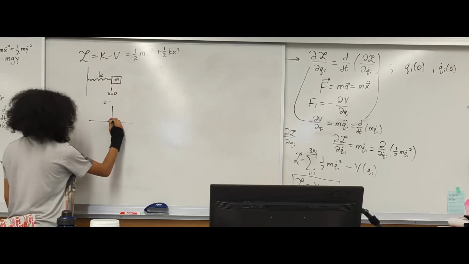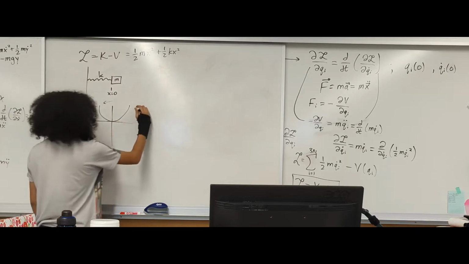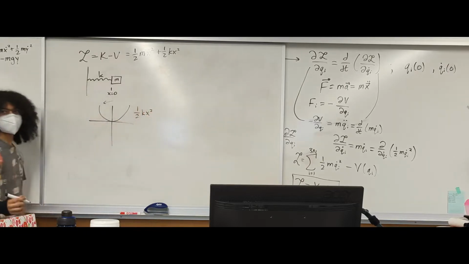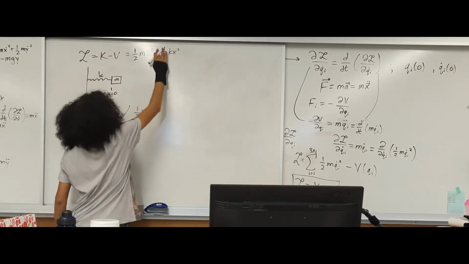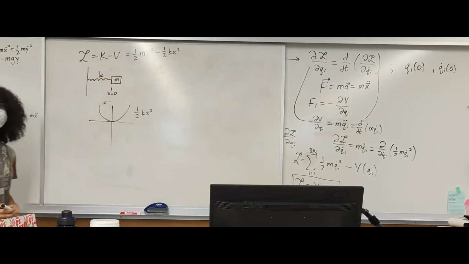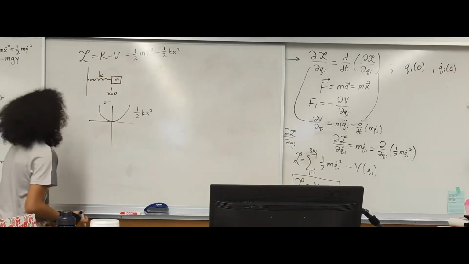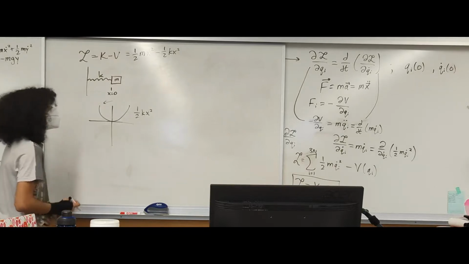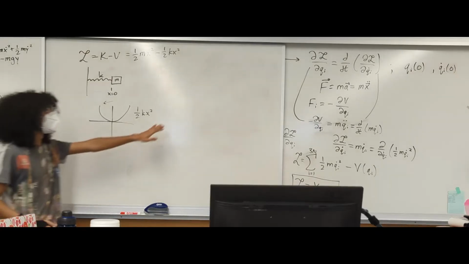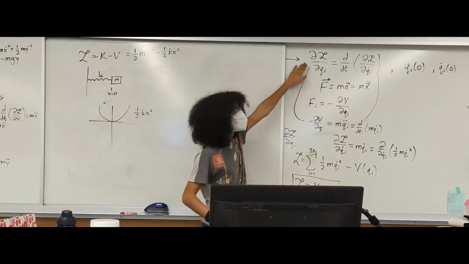So the potential energy should look like this, which means that it should be positive 1/2 k x squared. So in this case, this would be a minus, because we're subtracting the potential energy. That's pretty much it with the Lagrangian. So now we can do our whole shtick with this.